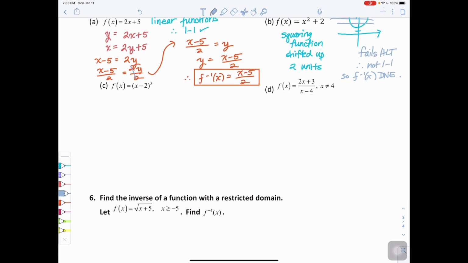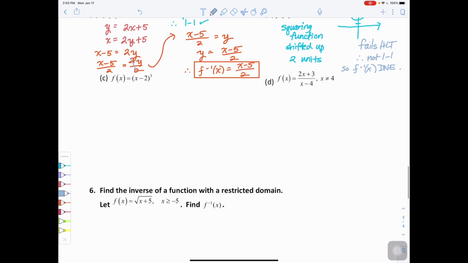Let's go ahead and take a look at C. Now, you could always put this in your calculator and see that it does pass the horizontal line test. But I want you to think about something. If I take any number and I subtract 2 and I cube it, I am going to get a unique y value. So this function is one-to-one. You can also verify that while graphing.